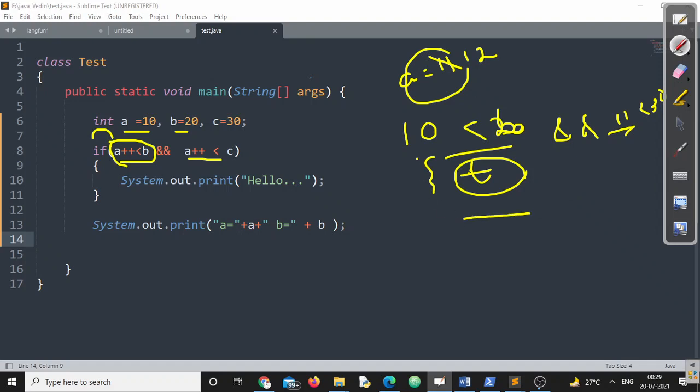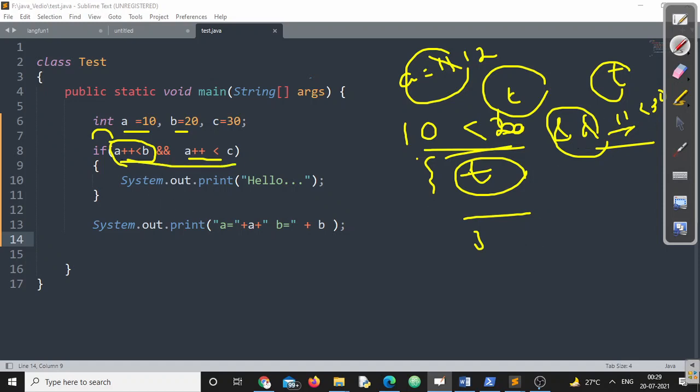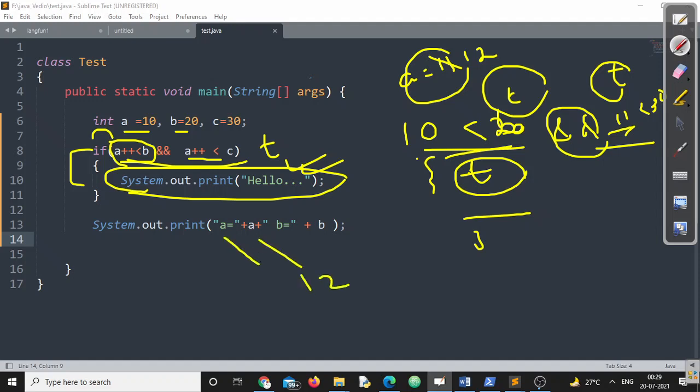So now hello will be printed because both of them are true. This one is true and this one is true. True logical AND true: if both the operands are true, it will give me a true value, right? Since the entire expression gives a true value, this particular statement will be printed. Done. Once this if is completed, the value of a will be printed as 12. Value of b remains 20 because we have not operated anything on b.